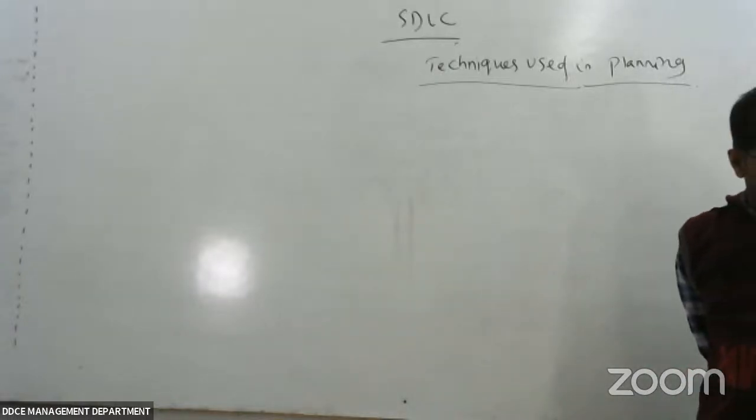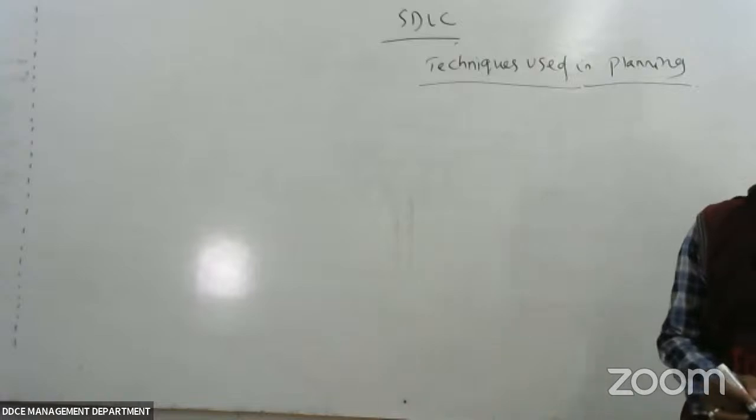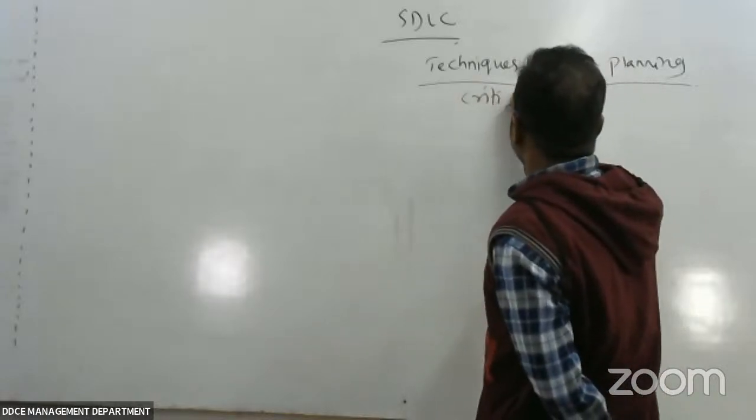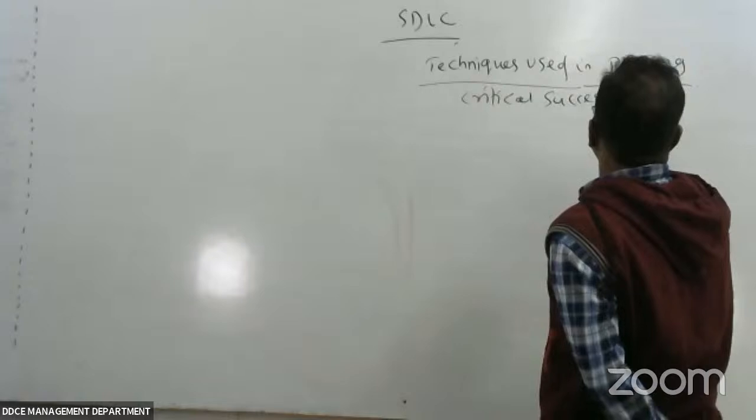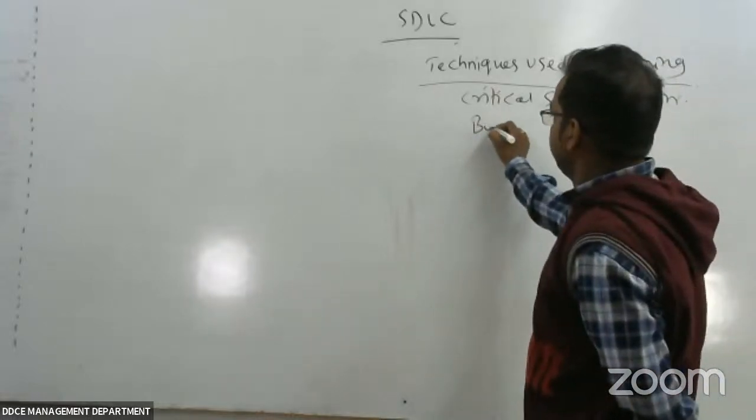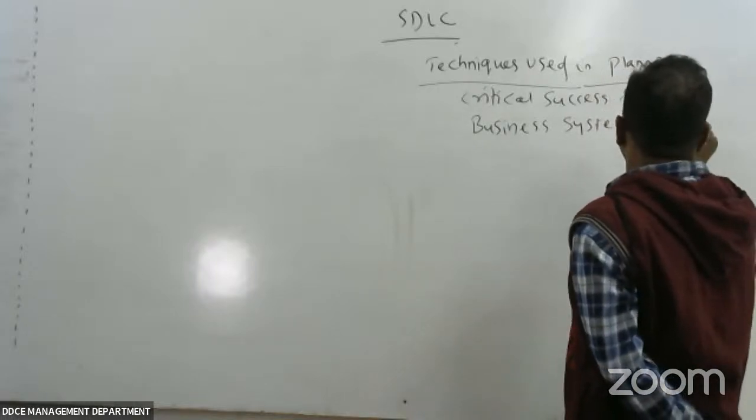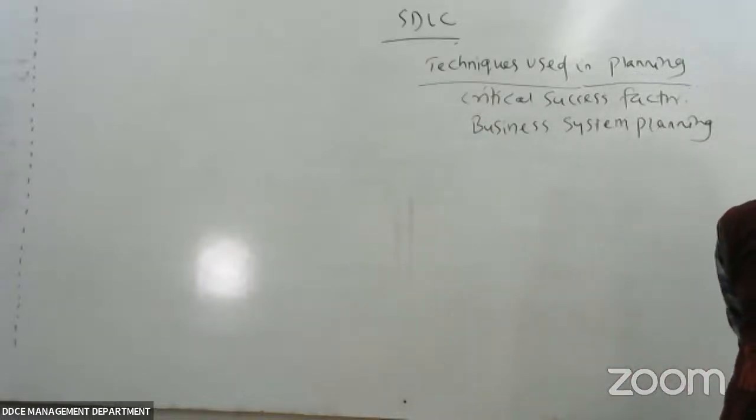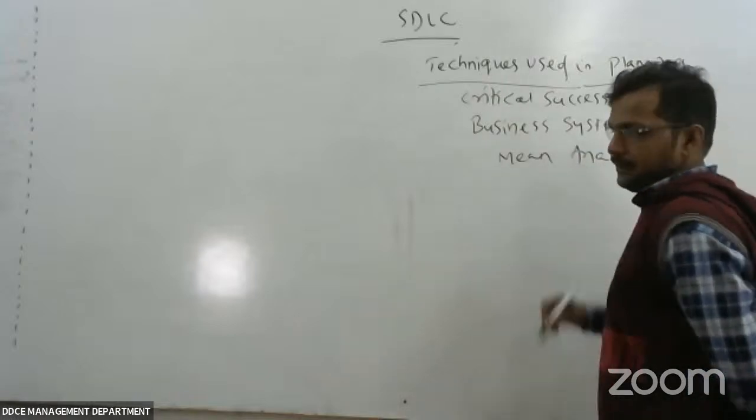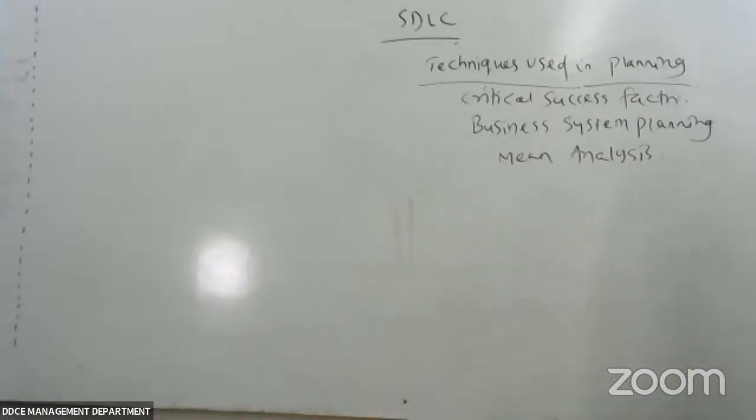Different techniques are used. One is the critical success factor. Another is business system planning. And the last one is means analysis. So here there are three techniques.